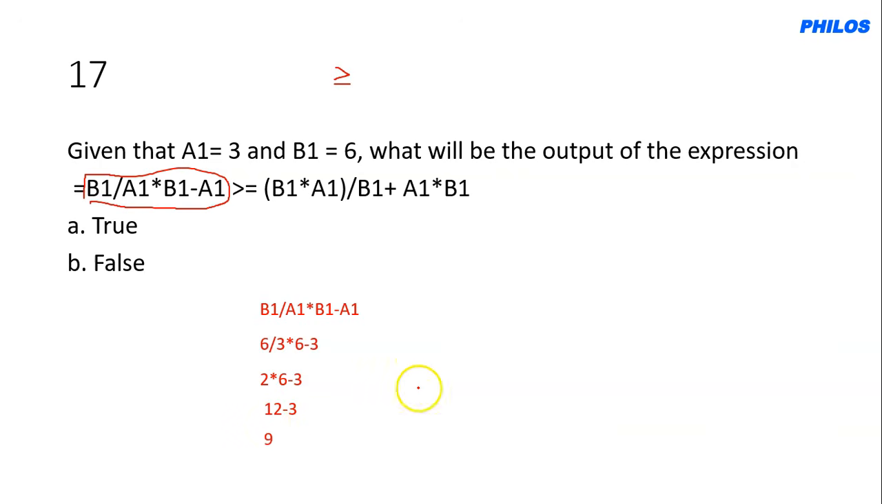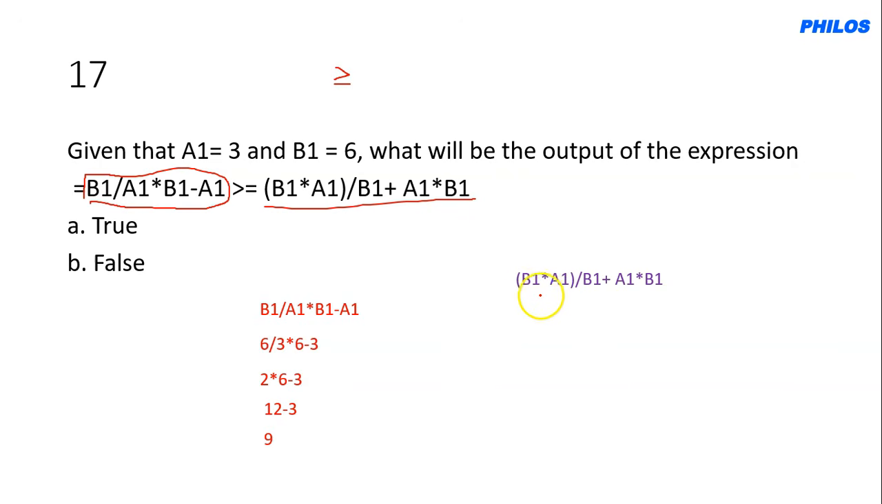9. Then we take this part also separately and solve. So we recall B1 times A1, that's inside brackets, divided by B1 plus A1 times B1. Now, when you look at this, we have brackets, multiplication, addition, and division. The first thing to operate according to the order of operation should be the bracket.